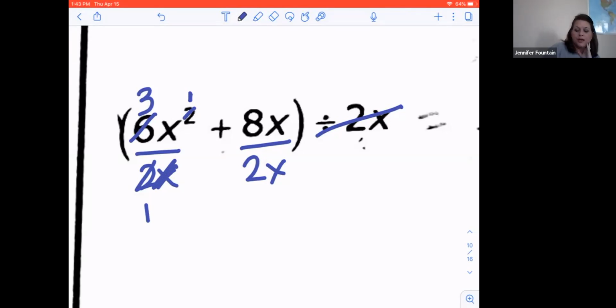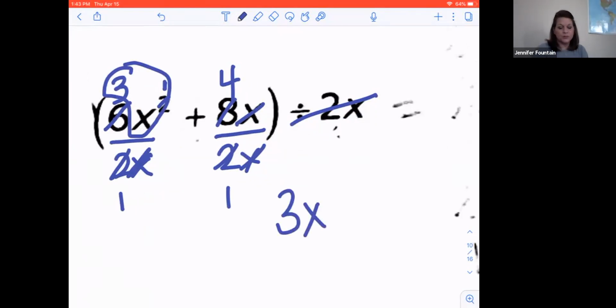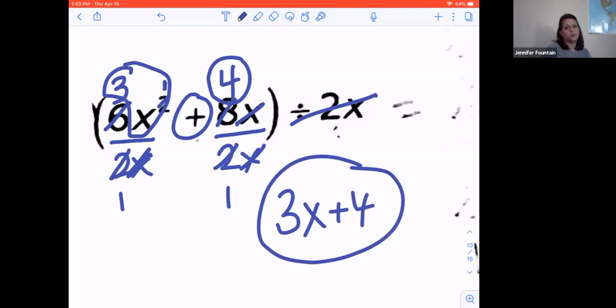8x divided by 2x. 2 divided by 2 is 1. 8 divided by 2 is 4. My x's here cancel. So I can see that my denominators here are both 1, so I don't even need to worry about those. So I've got 3x to the first power, or just 3x, plus all that I have left here is 4. So 3x plus 4. Any questions on how we're canceling or how we're doing this to be able to divide?